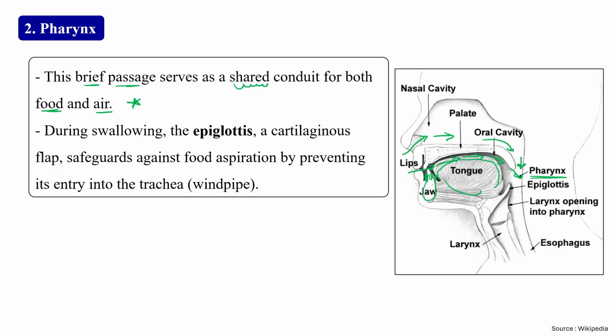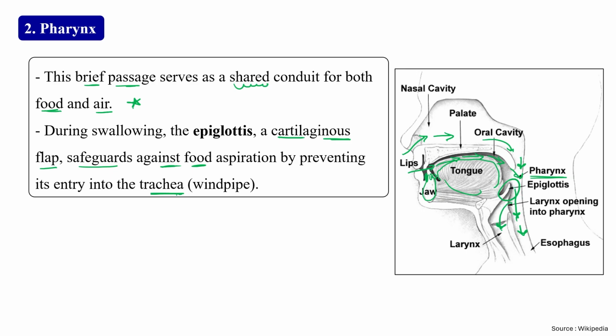During swallowing, when we are swallowing our food, there is a structure known as the epiglottis. It is again a muscular structure. It is a cartilaginous flap, more correctly a cartilaginous flap. It actually acts as a safeguard against food inspiration by preventing its entry into the trachea, here, into the trachea. So our food must come over here to the esophagus side.